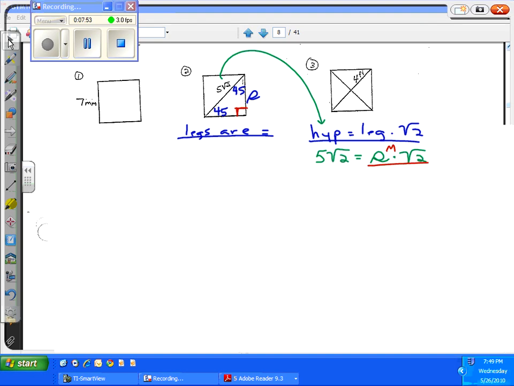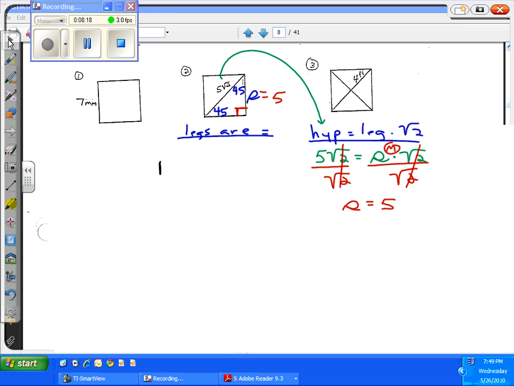To solve, we would undo multiplication by division. We're getting rid of the square root 2 on the S. It also cancels here, and we have S equals 5, which was obvious. So each side is 5.